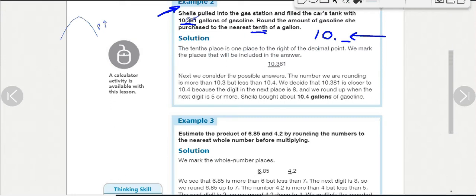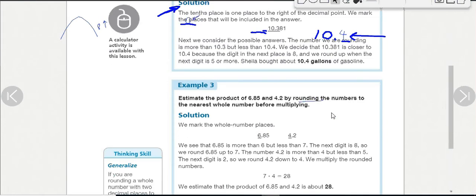So 8 moves the 3 up 1 spot to 4. And we zero out the rest to call it 10 and 4/10 gallons. It hasn't changed the amount too much, but it looks cleaner.